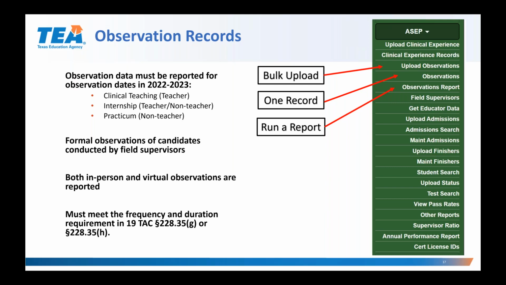Additionally, the duration required for each teacher candidate observation is a minimum of 45 minutes. But for non-teacher candidates completing a practicum, there is no duration requirement for any one observation. Instead, there is a total duration of 135 minutes required across 3 observations.